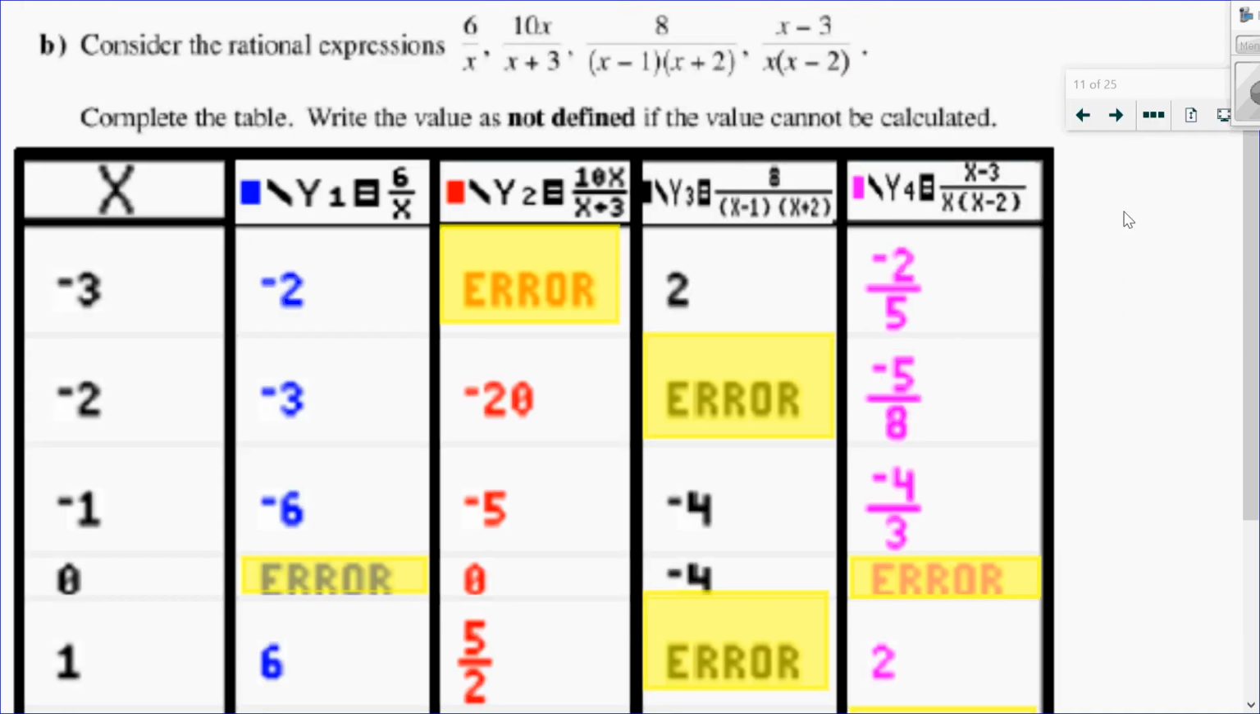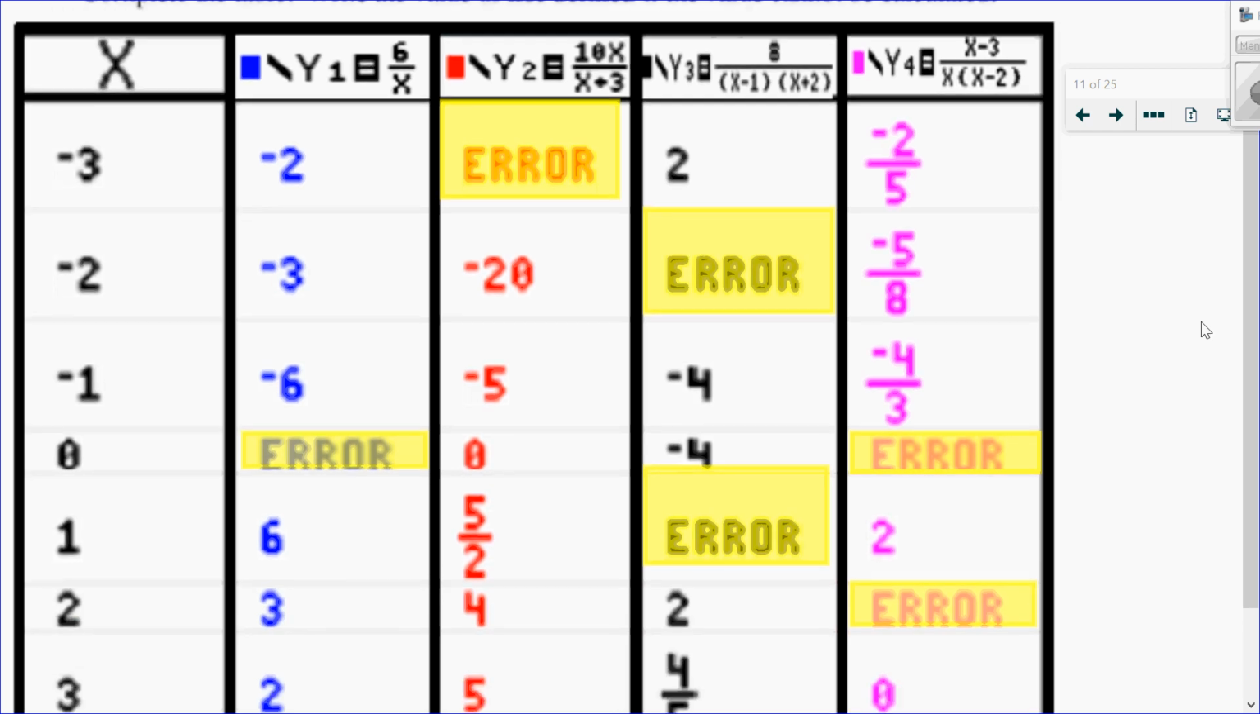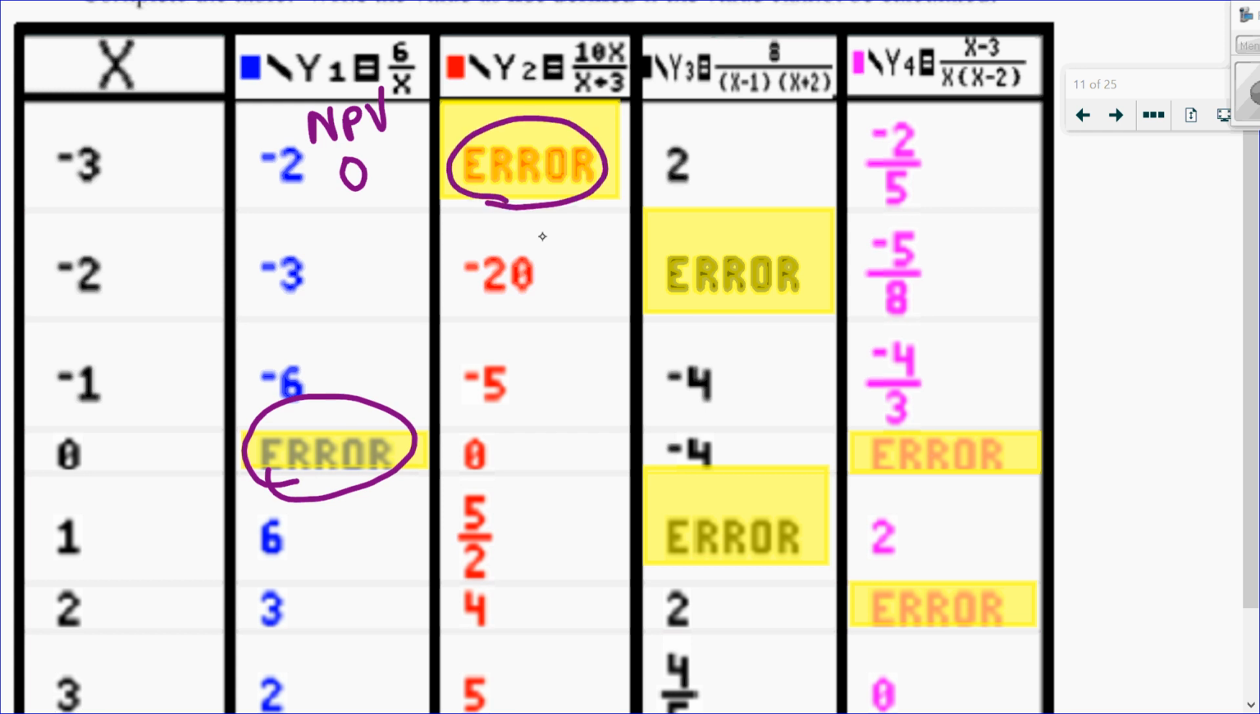Okay, here's an example of all of these rational expressions. Let's look at when they're not defined. So 6 divided by x. I put this into my graphing calculator to help me. And 6 divided by x has an error when x is 0. So that means my non-permissible value, the value that x can't be, is 0. Let's look at this one, 10x over x plus 3. So you can see I have an error here when x is negative 3.